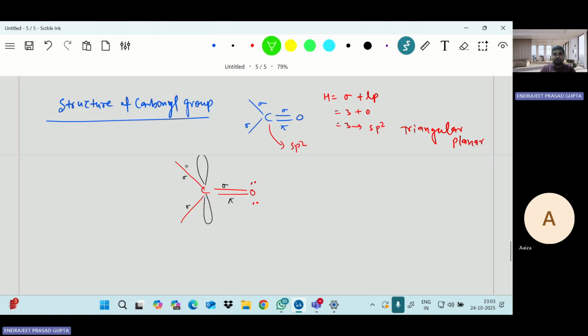So if you draw the structure, see that this is the plane, and the bond angle is coming 180 degrees, sorry, 120 degrees, and it's a triangular planar.